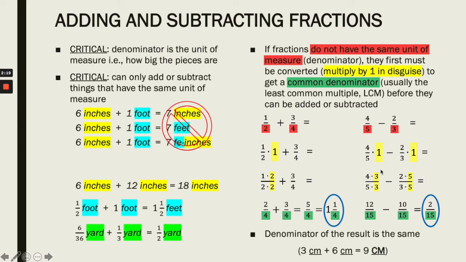Then your goal is to multiply each fraction by the number 1 disguised as something helpful that will help you get to that new denominator. The denominator of your result is always the same as the common denominator. That's because if you add centimeters and centimeters, your answer comes out in centimeters, not in kilometers or some other unit.